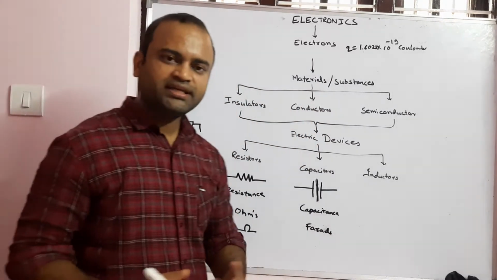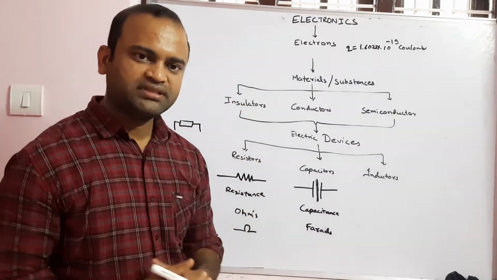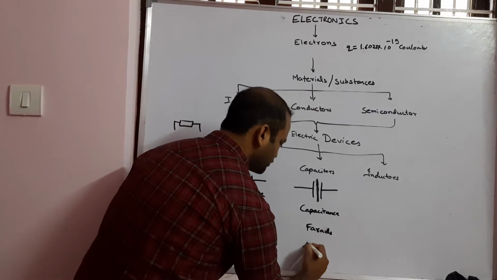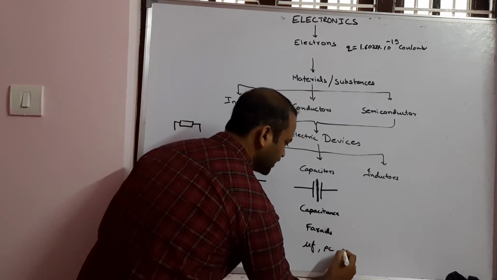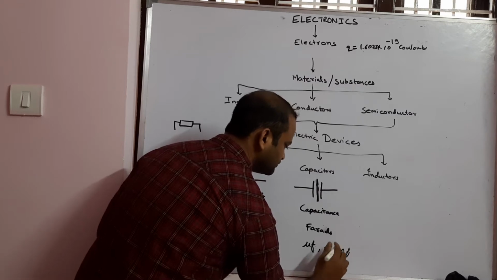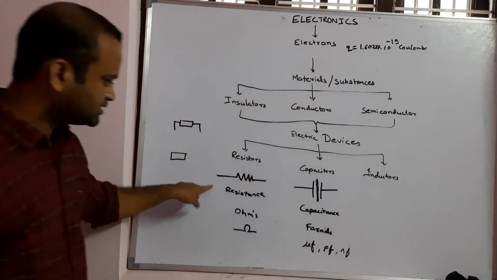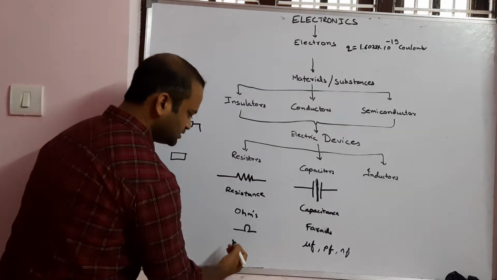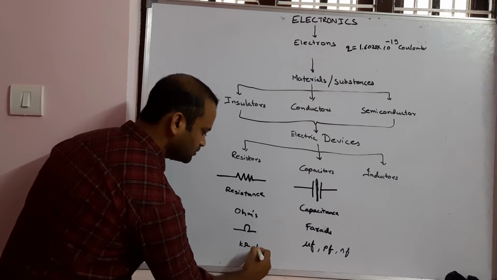So normally in the market or in the design we use capacitor values such as microfarads, picofarad, nanofarad, and for resistance we use ohms, such as ohms, kilo ohms, mega ohms.